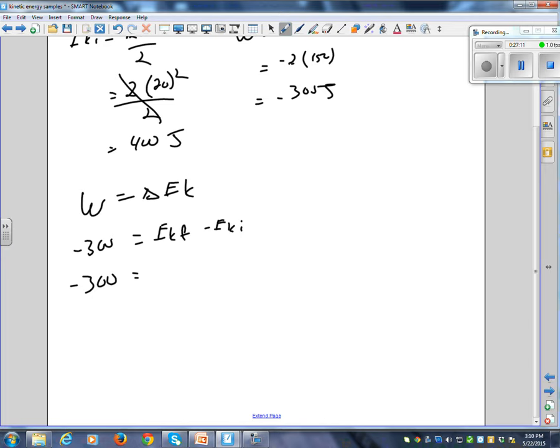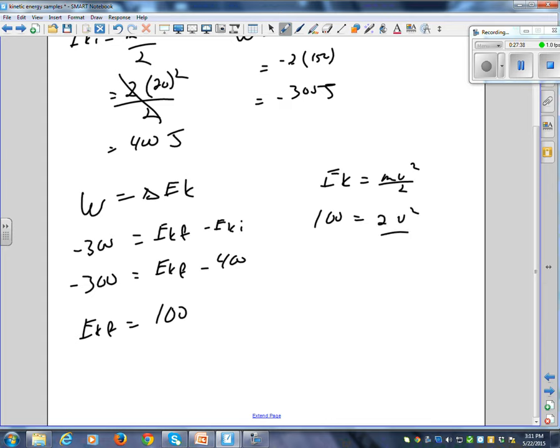Might be good. The initial is 400, so when that minus 400 goes to the other side and becomes plus 400, what do you get for EKF? 100. Then back to here, over 2, right? Mass times V squared all over 2. What's your V? 10. Don't make it easy like that. Yeah, it'd be nice, eh? If the mass is 2, it makes it nice and easy.